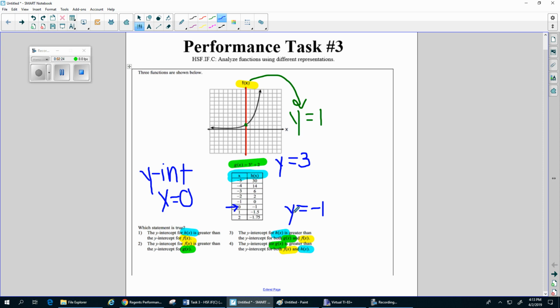So I'm comparing these, and what I notice is that g of x is more than f of x and h of x. Go ahead and read through your answer choices and see which one matches.